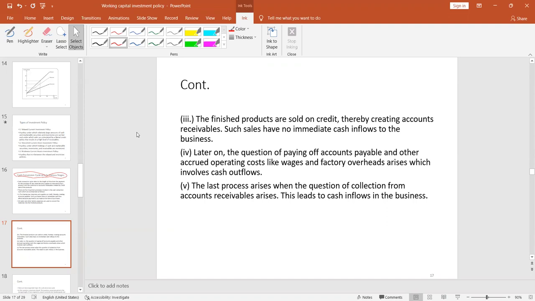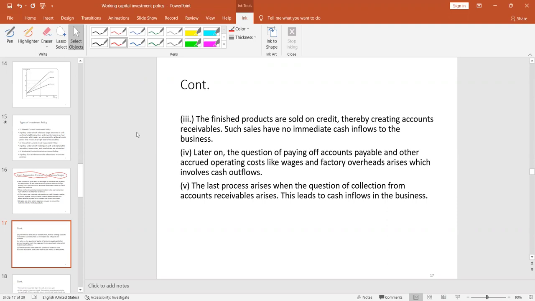Number four, the question of paying accounts payable and other accrued operating costs like wages and factory overheads arises, which involves cash outflows. So you need to wait to convert your raw materials to finished goods, suppose 30 days, then credit sales. You need to wait to get your money back from the receivables, another 20 days. So 50 days, you have to wait to get cash. That means you must have cash or current assets easily convertible to cash for at least 50 days to operate your day-to-day operation. Because you have no money in your pocket, you are not getting cash by this time.